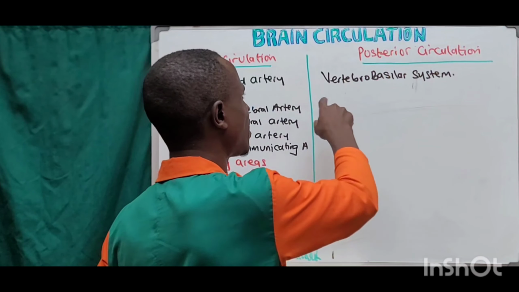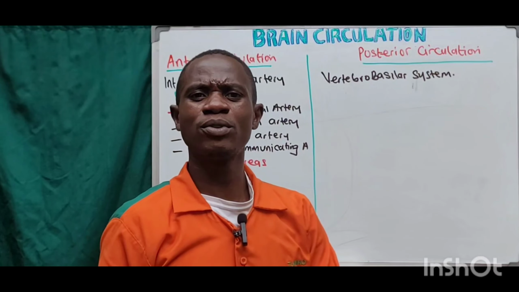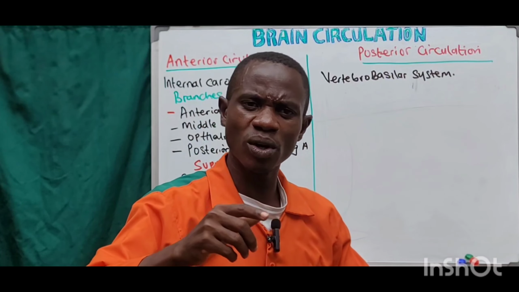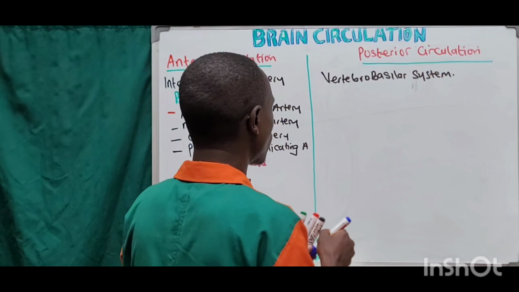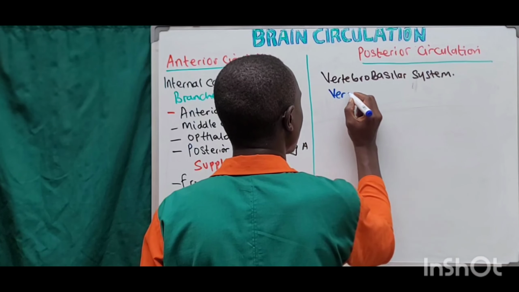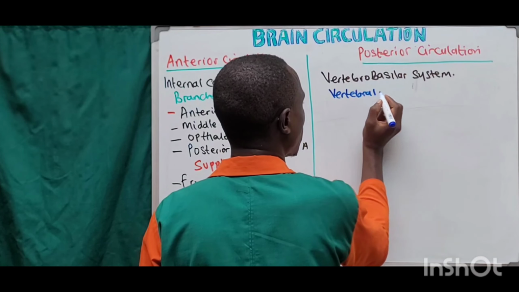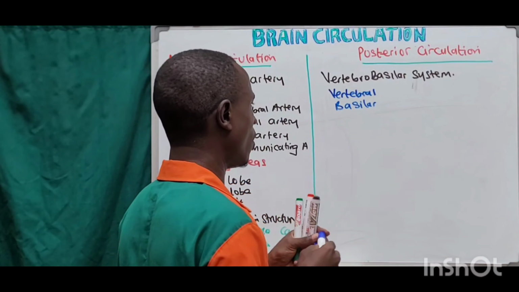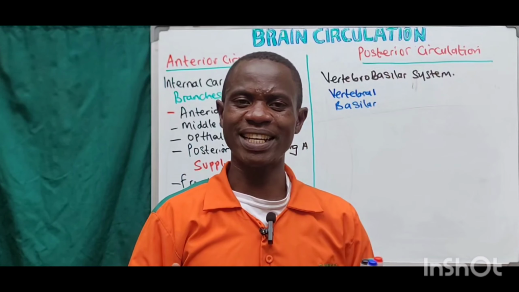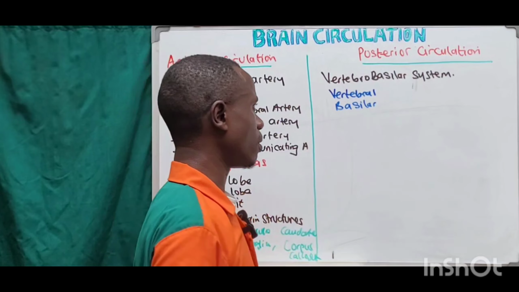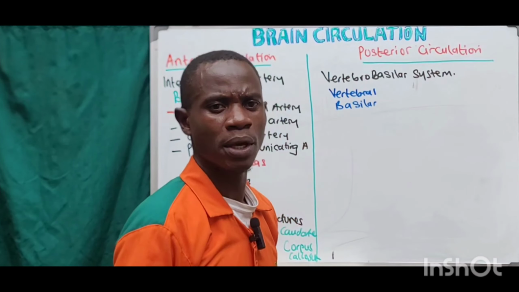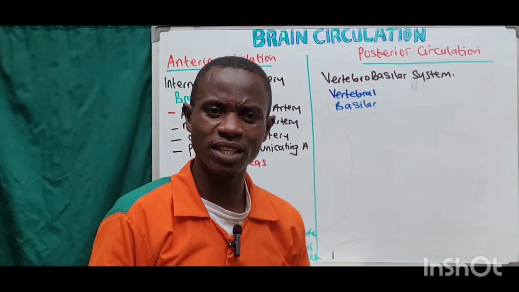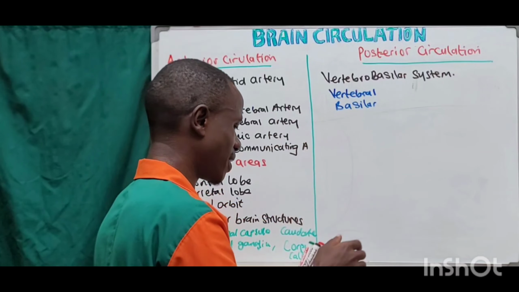Now, when we talk of the vertebro-basilar system, this system is made up of two kinds of arteries. It is made up of the vertebral arteries and also the basilar artery. Now, the right and the left vertebral arteries, when they come together, form the basilar artery. The basilar artery is going to be one. Let's look at the different branches of the vertebro-basilar system.